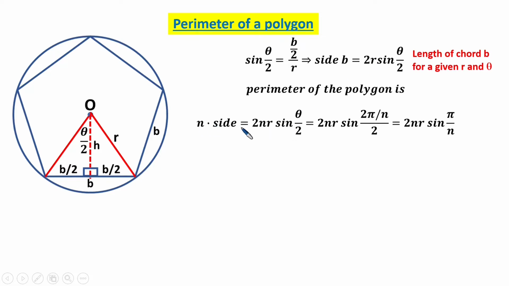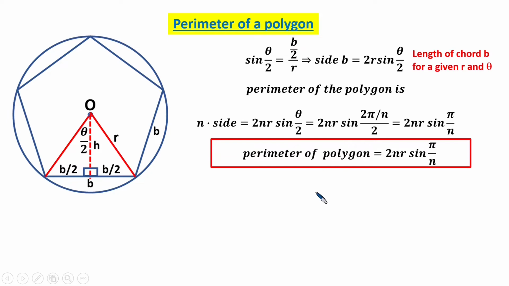So n is this n, and then I can write this theta as nothing but 2 pi by n. So I can write 2 n r sine of 2 pi by n by 2. This 2 and this 2 will get cancelled. So the perimeter will be 2 times n times r times sine of pi by n. So this is the formula for the perimeter of a polygon.